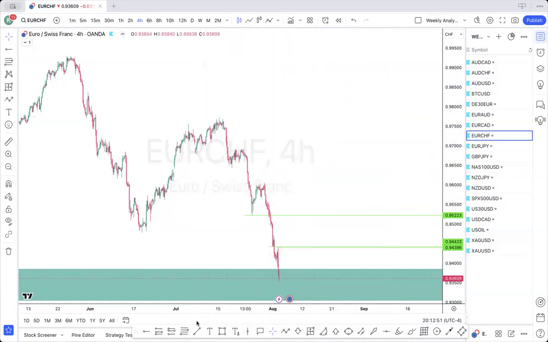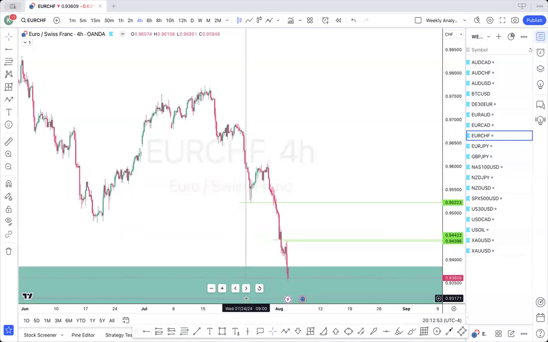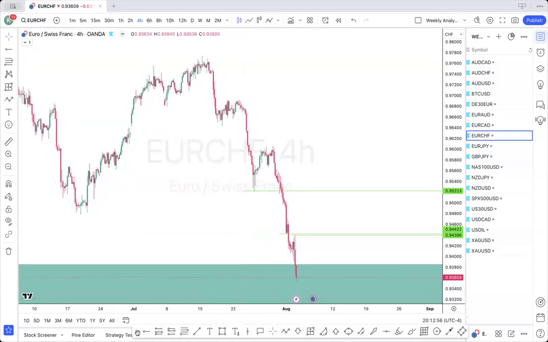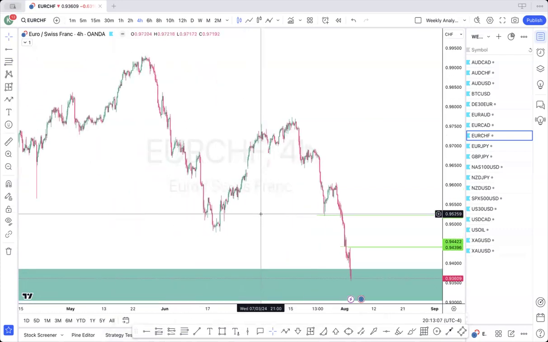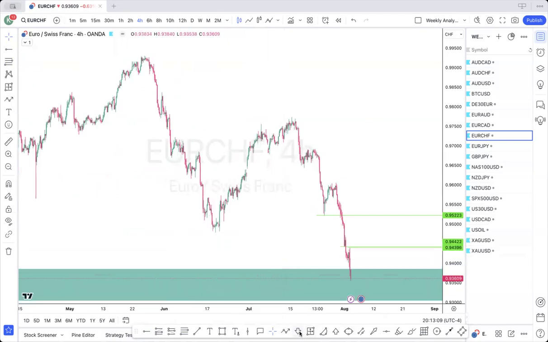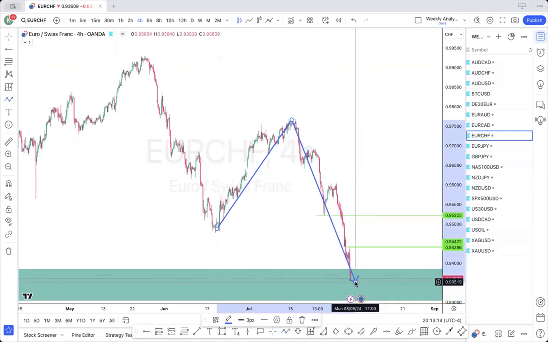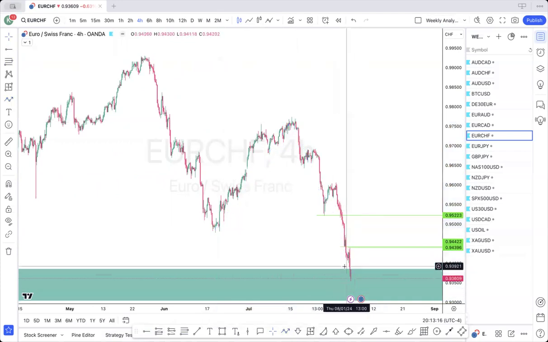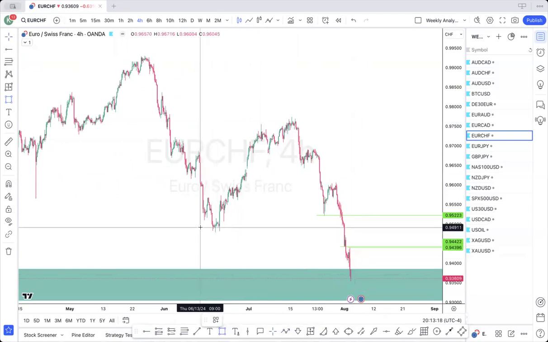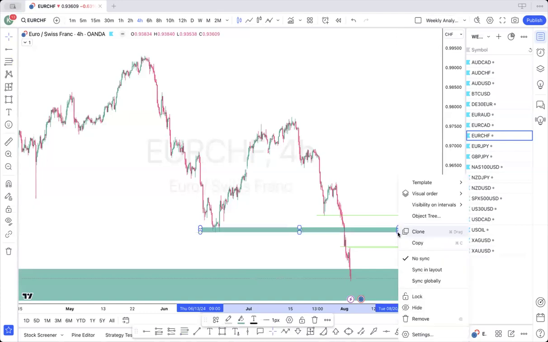Okay, so just the way I mark up my daily zones, you can mark up 4 hour zones, you can mark up 1 hour zones. So this is the range here, right? So the 4 hour zone would be from here to here.